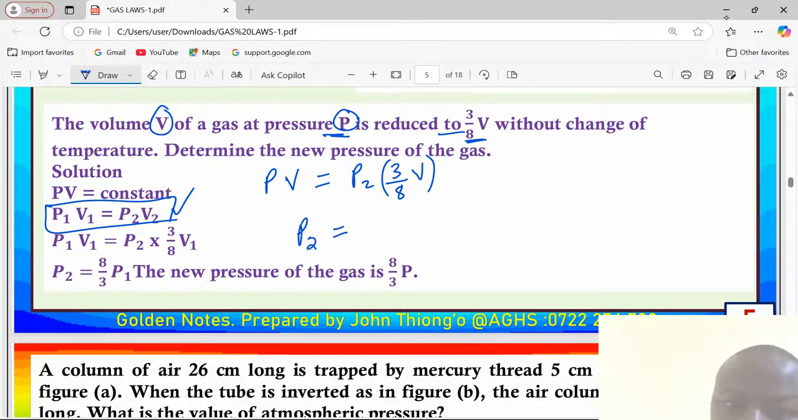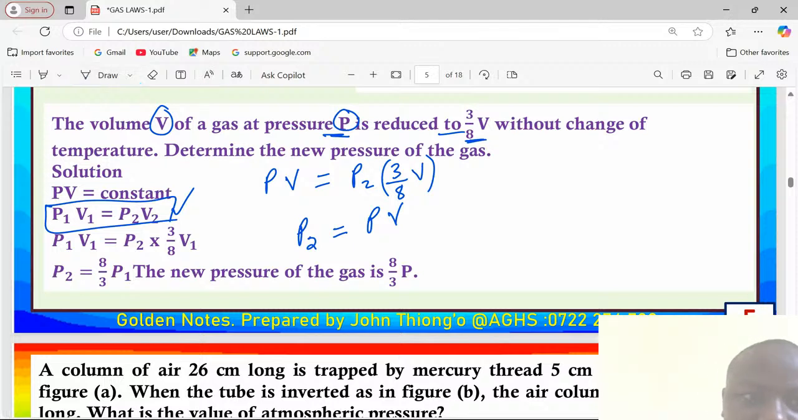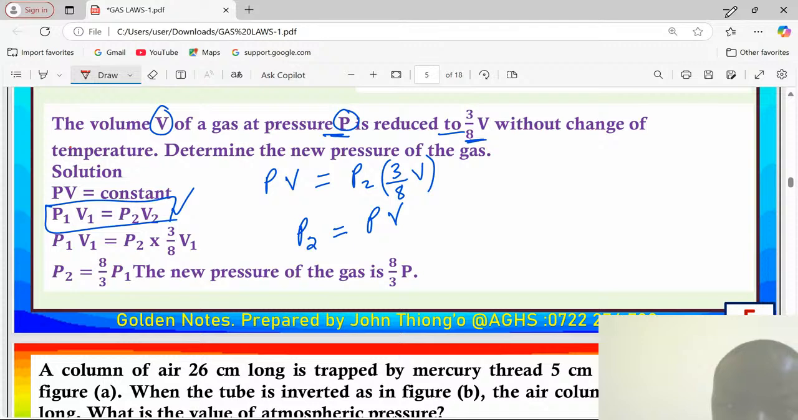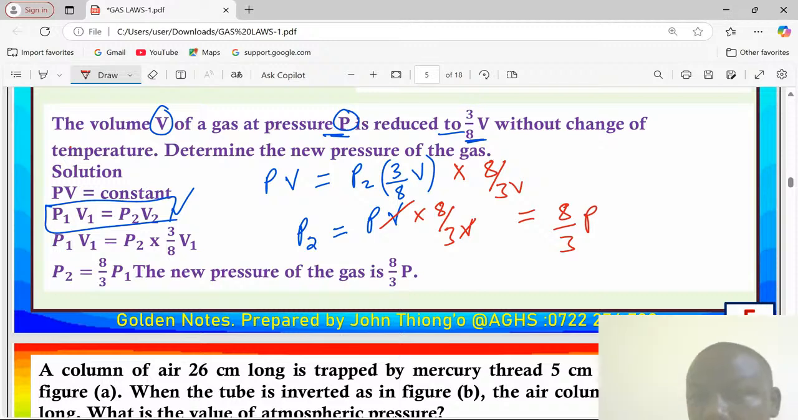Pressure 2 is going to be PV. And now to remain with P2, we are supposed to multiply. This one is a mathematical step. Please be careful. We multiply this by 8 over 3V. So the value of V will cancel out, and we'll be having 8 over 3 of the original pressure.